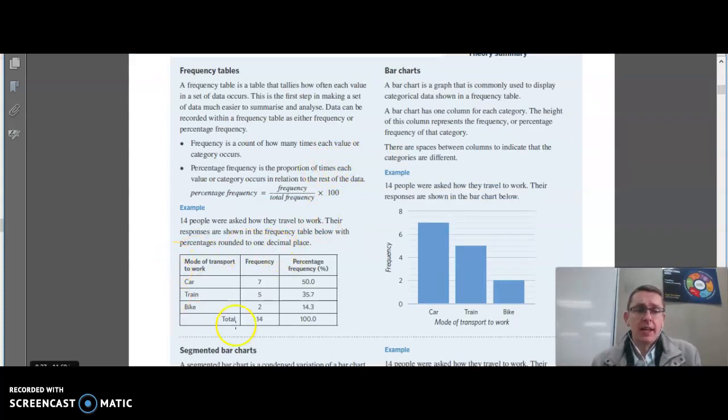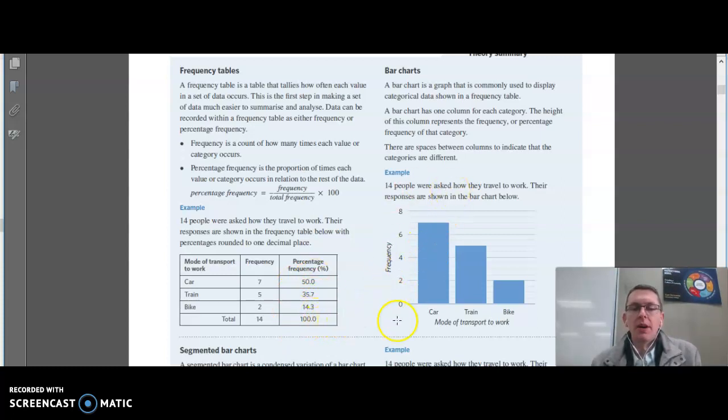So how do we display categorical data? We can make a frequency table. Notice this is a frequency table or a percentage frequency table, and the percentage would be here. That doesn't always need to add up to 100, because sometimes you might have rounding errors when you're calculating it, but that is fine. So don't worry if it doesn't, just add it up to what it is.